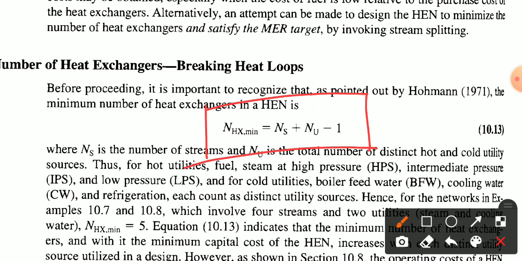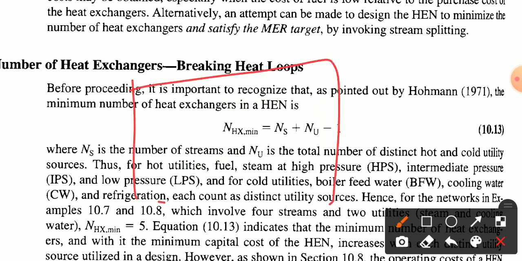So what is NS and what is NU? NS is the number of streams and NU is the total number of hot and cold utilities, the hot and cold utility sources that we saw in the grand composite curve method. This is simply a graphical basis.